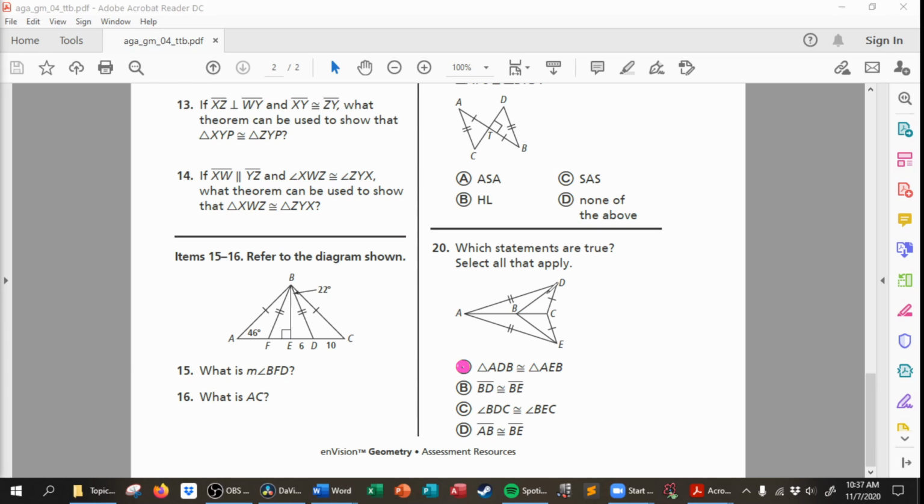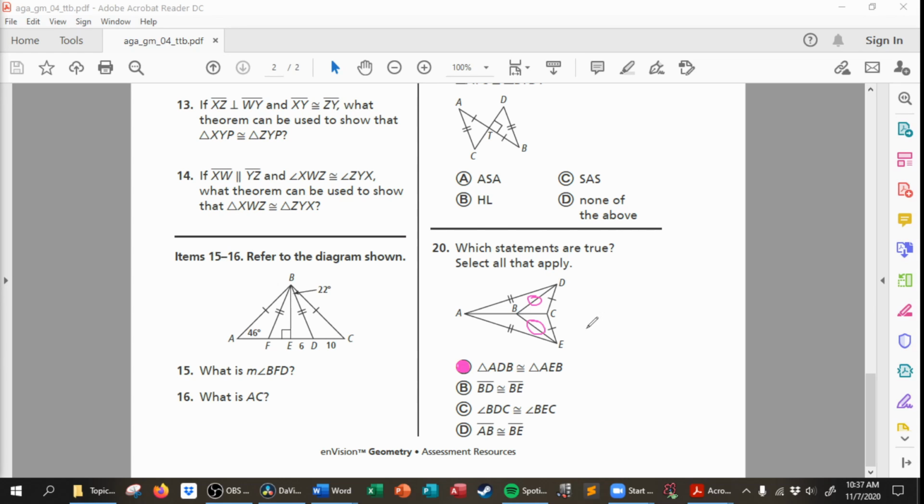Go ahead and mark A as a definite answer. And while we have it out, if you look at this triangle, you can see that this angle is generated by that side, and that angle is generated by that side. So they are in fact congruent. All right, how about line segment BD is congruent to BE. So we're trying to figure out if these two are congruent.